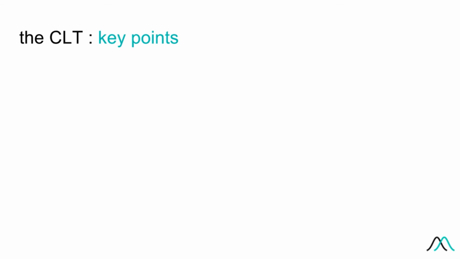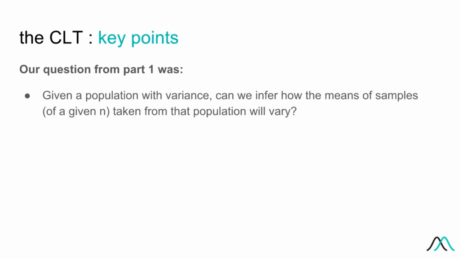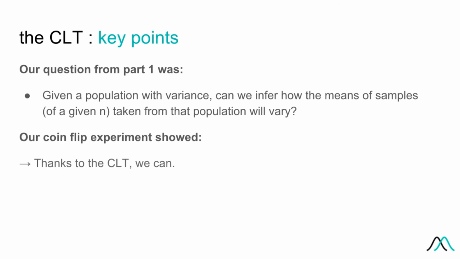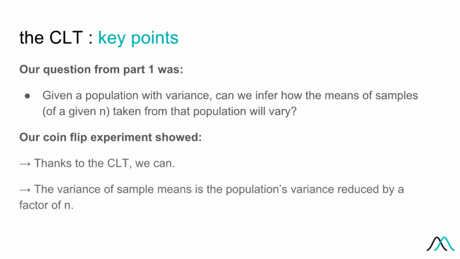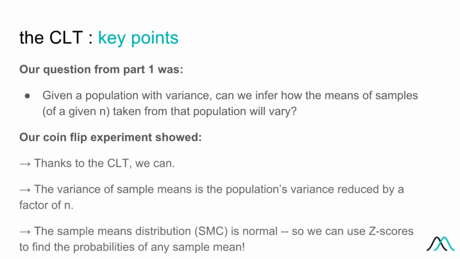So it's that time again to go over the key points. Remember our question from part 1, which was, given a population with variance, can we infer how the means of samples from that population will vary? In this video, our coin experiment showed that yes, thanks to the Central Limit Theorem, we can infer that. The variance of sample means will be the population's variance reduced by a factor of n. And the sample means distribution, or the sample means curve, will be normal. So we can use z-scores to find the probabilities of any given sample mean.